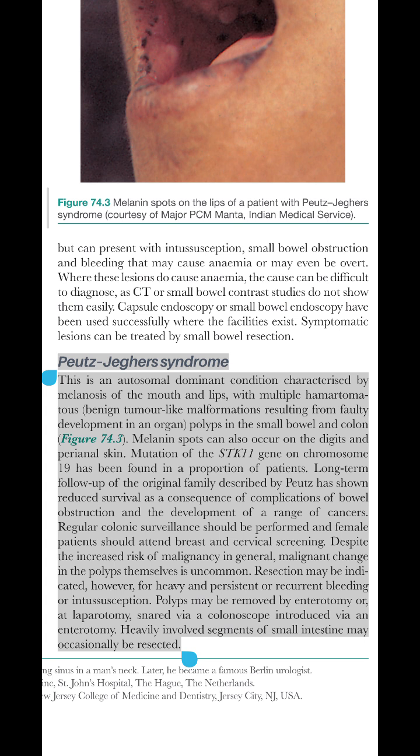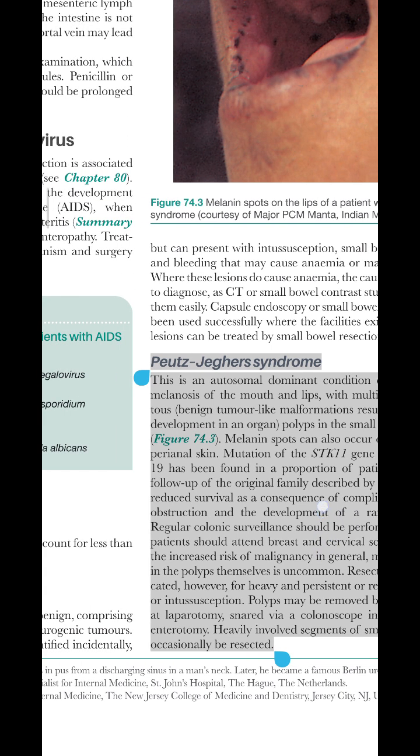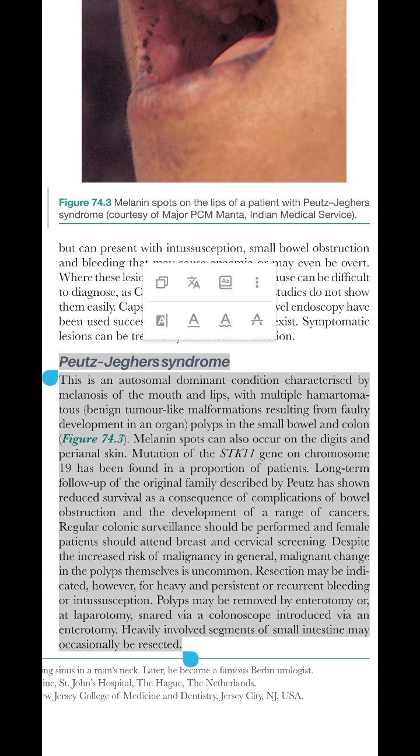Resection may be indicated, however, for heavy and persistent or recurrent bleeding or intussusception. Polyps may be removed by enterotomy or, at laparotomy, snared via a colonoscope introduced via an enterotomy. Heavily involved segments of small intestine may occasionally be resected.